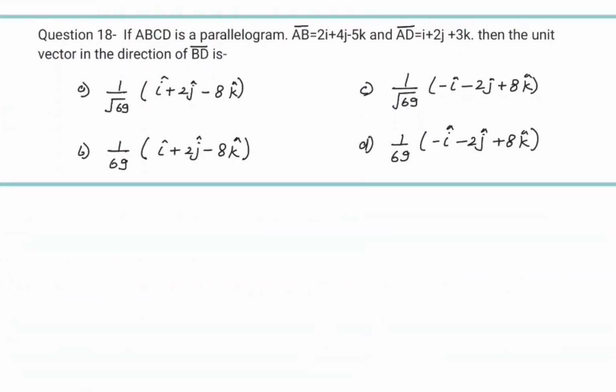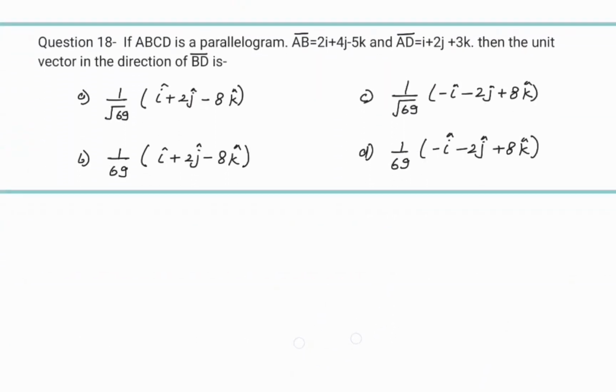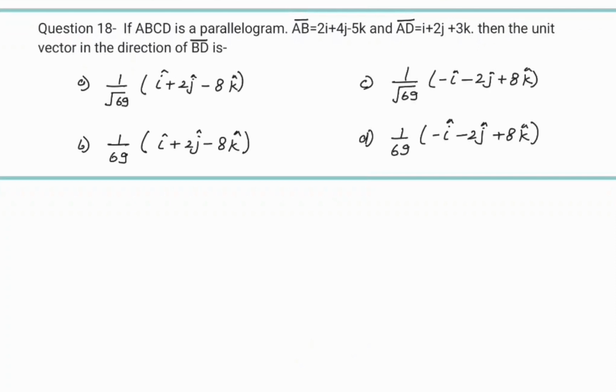Now look at question number 18. Here, if ABCD is a parallelogram, vector AB is given, vector AD is given. Then the unit vector in the direction of vector BD is asked. Okay, look how to solve it.